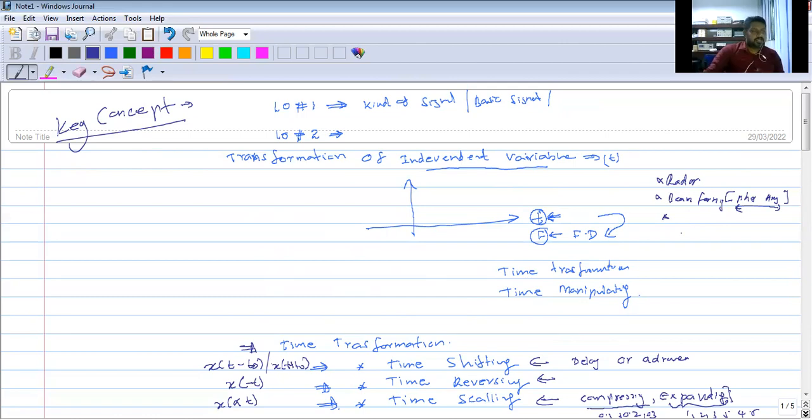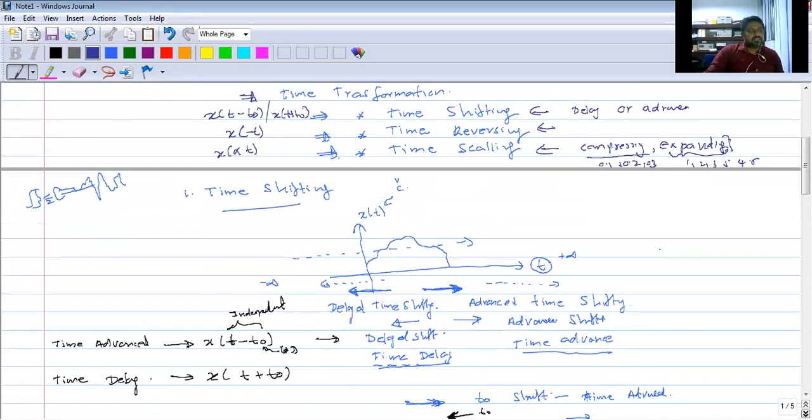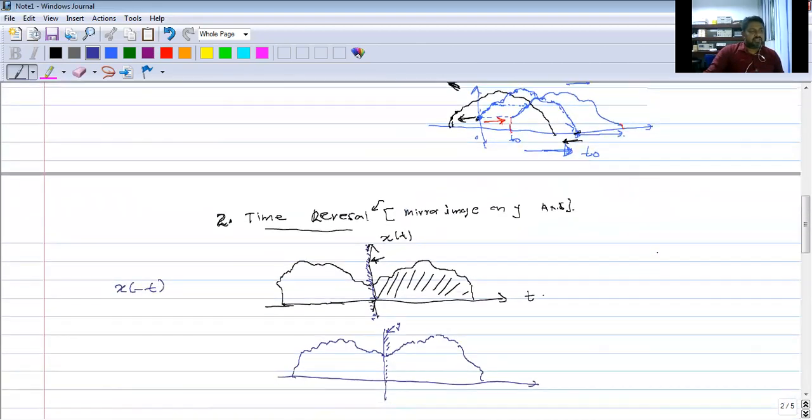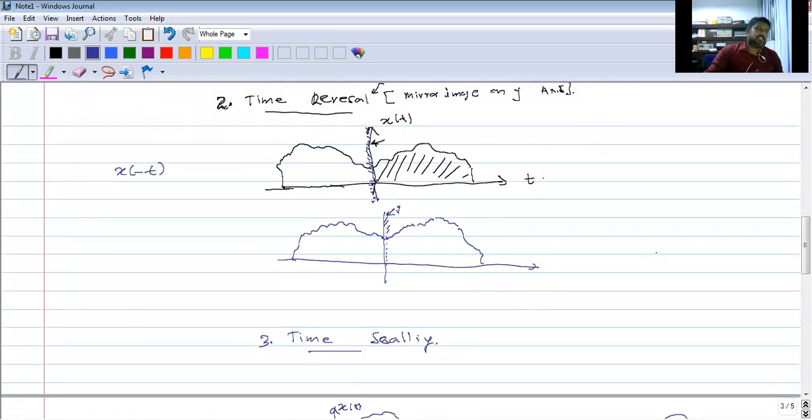Time reversal, as opposed to time shifting, is like this: let's say you are playing a song. The song is playing like this. And if you want to play it in the other direction, now you have played it.